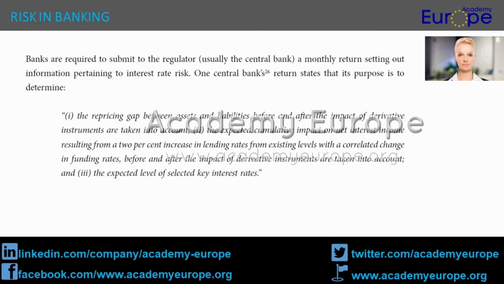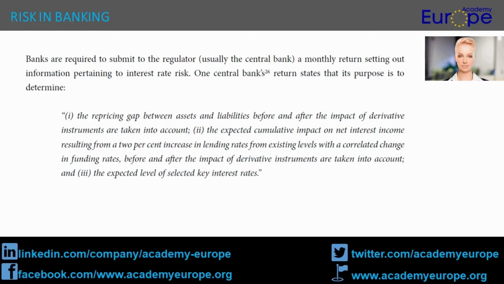Banks are required to submit to the regulator, usually the central bank, a monthly return setting out information pertaining to interest rate risk. One central bank's return states that its purpose is to determine: 1. The repricing gap between assets and liabilities before and after the impact of derivative instruments are taken into account. 2. The expected cumulative impact on net interest income resulting from a 2% increase in lending rates from existing levels with a correlated change in funding rates, before and after the impact of derivative instruments are taken into account, and 3. The expected level of selected key interest rates.